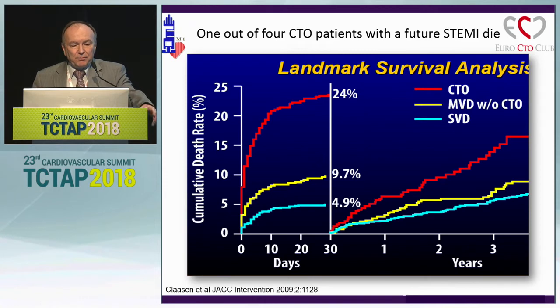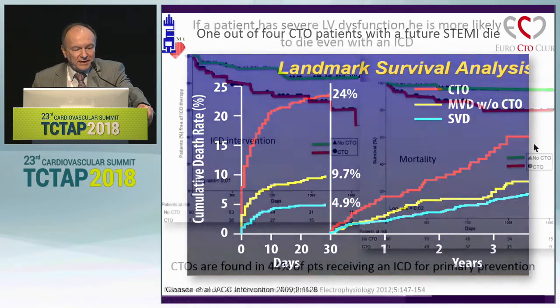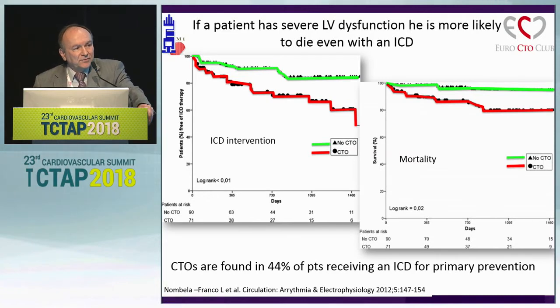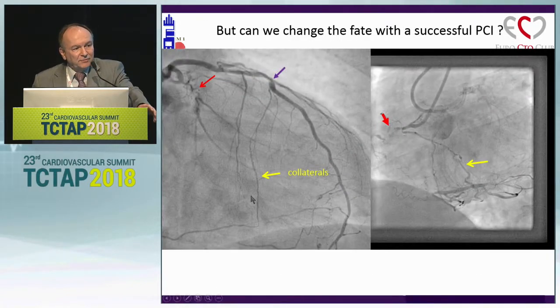I will give you just a few brief points showing that CTO is not harmless. If you look at the registry from Amsterdam, patients who had an MI and came with STEMI and had, in addition, often unknown CTO, died within the first 30 days at 24%, as compared to a patient who had just the STEMI. And the further prognosis was also affected. Patients with severe LV dysfunction who received ICDs for primary prevention die more often if they have a CTO as the cause of their ischemic disease. Here you see data from the VACTO registry, just highlighting a few aspects.